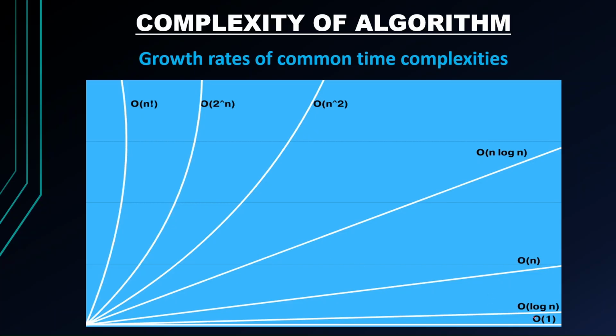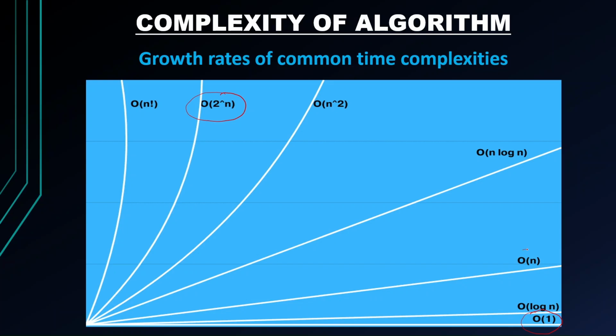This one, constant time complexity, remains constant and does not depend on any input size. This one, exponential time complexity, O of 2 to the power n, rises rapidly and becomes infeasible even for small input sizes.